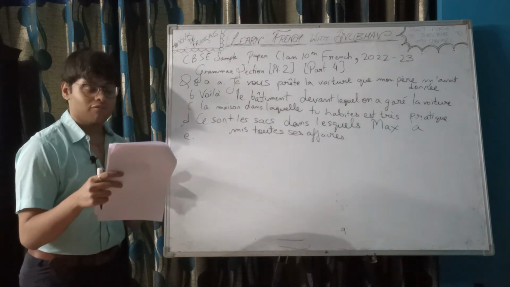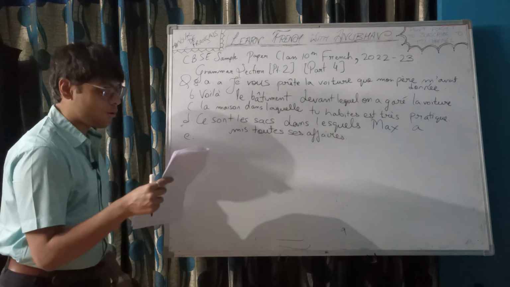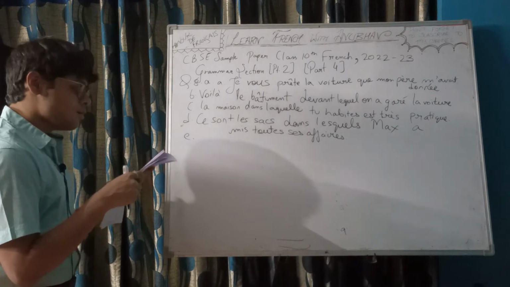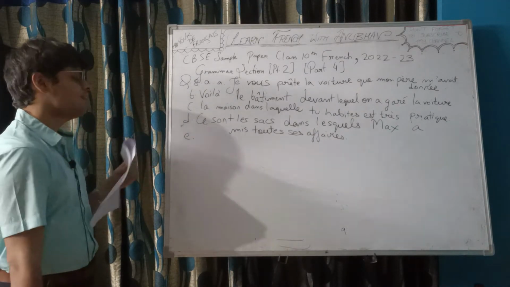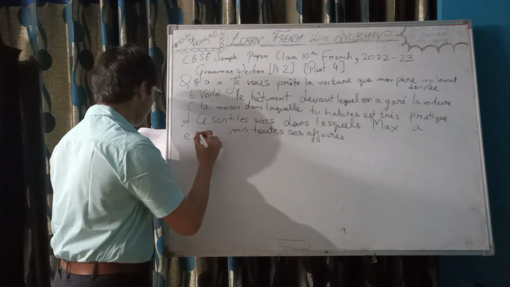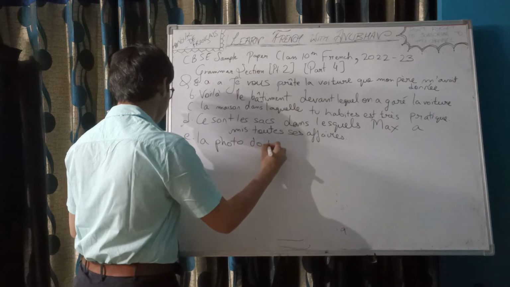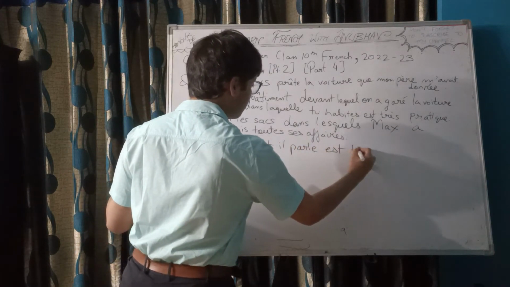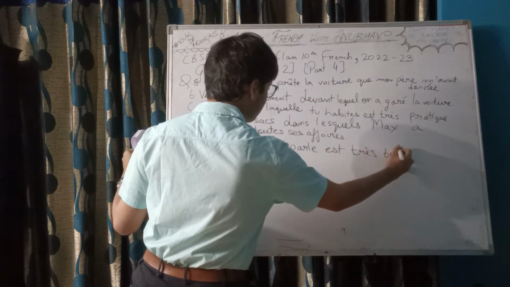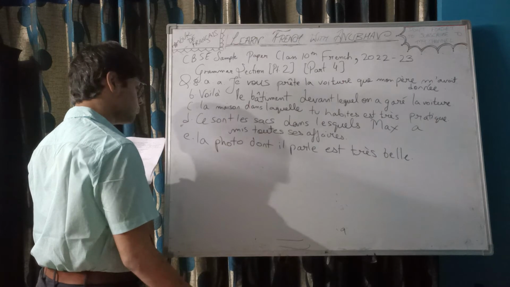For that, what's the relative pronoun? It's dont. D-O-N-T, dont. So, la photo dont il parle est très belle. That should be the ideal formation of the sentence. La photo dont il parle est très belle. Perfect.